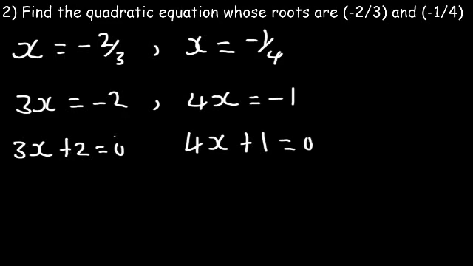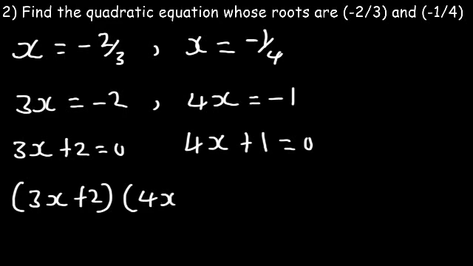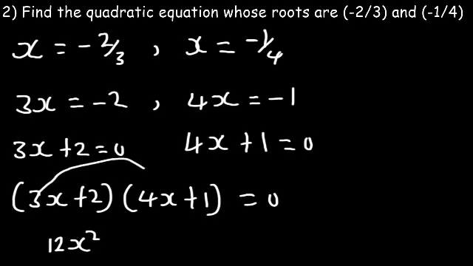Now, since both of them are equals to 0, I can combine them using the parentheses. So I should have 3x plus 2 multiplied by 4x plus 1 all to be equals to 0. Now, the next is just to expand the bracket and I'm good to go. I should have my quadratic equation. So 3x multiplied by 4x should result in 12x squared. Be very careful when expanding so that you won't omit any step. Don't forget you have to distribute each term with each term respectively.